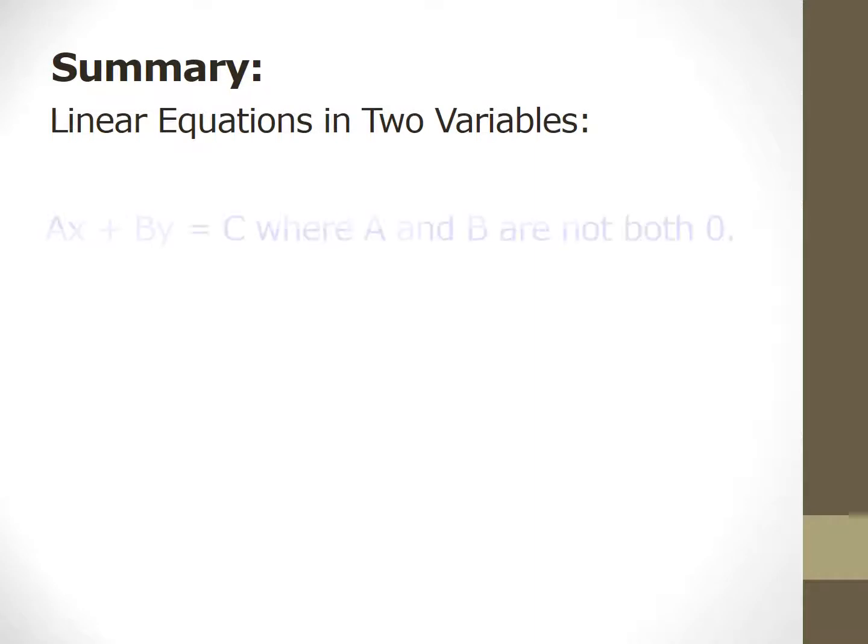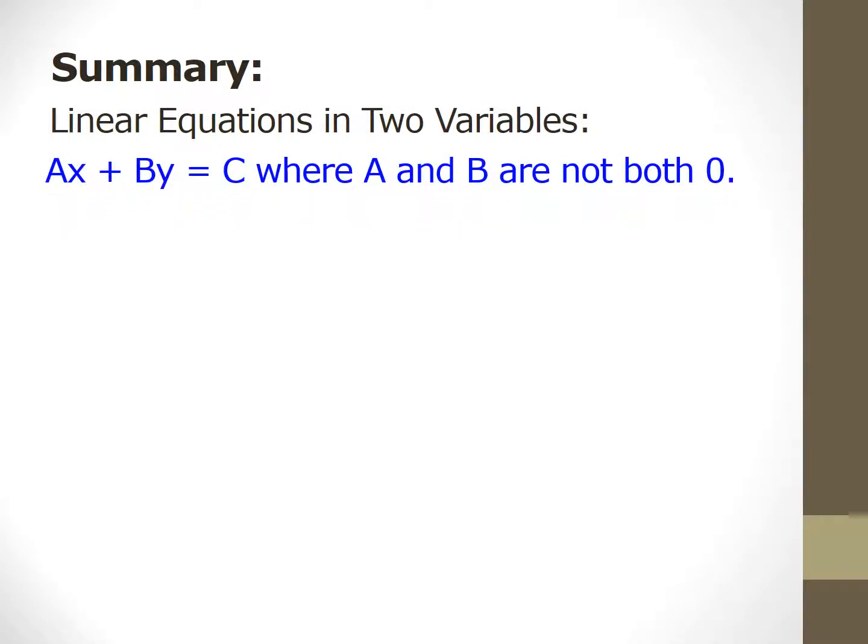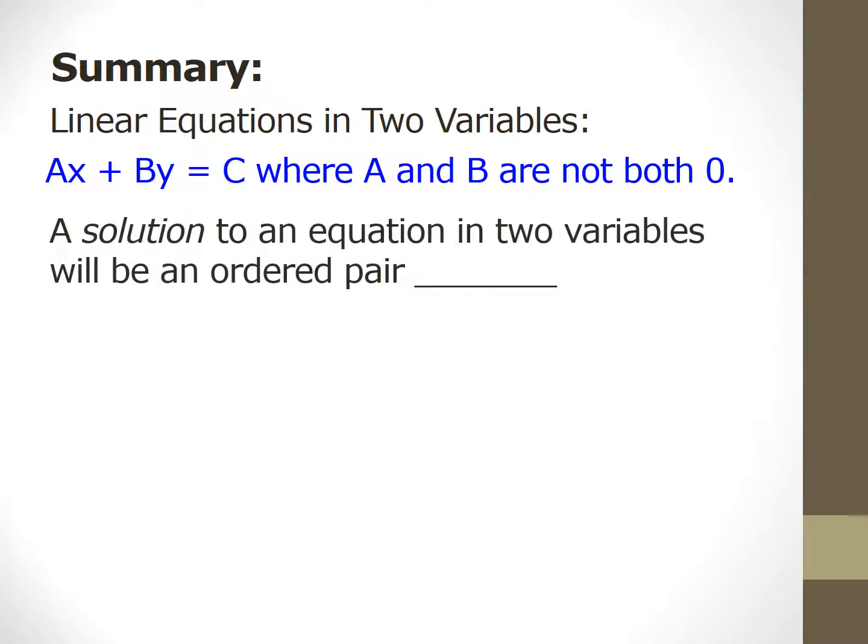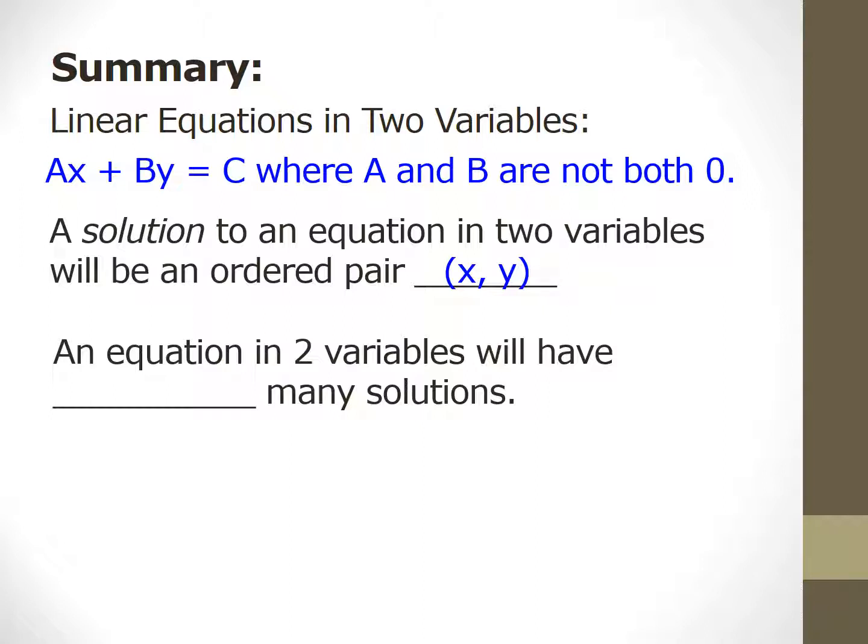So in summary, linear equations in two variables take the form ax plus by equals c, where a and b are not both 0, meaning you're going to have at least one of those terms, but most often we'll have both terms, a term with an x and a term with a y. A solution to an equation in two variables is going to be an ordered pair, and ordered pairs always take the form x followed by y, and together the two values make a single solution. An equation in two variables will have infinitely many solutions. There's not just a single ordered pair that makes an equation true. There are going to be infinitely many of them.